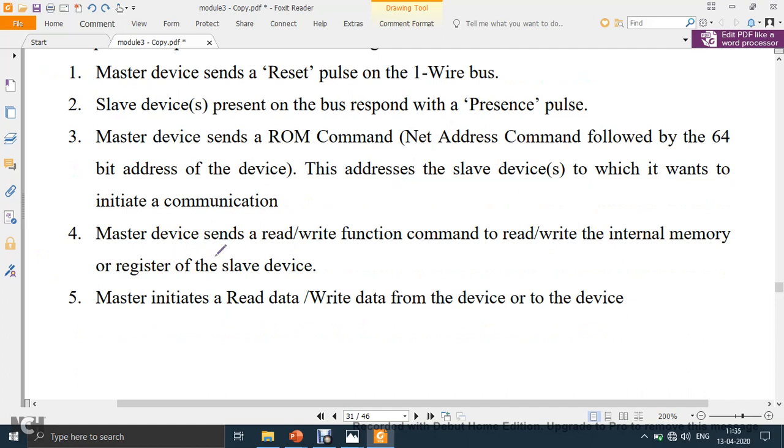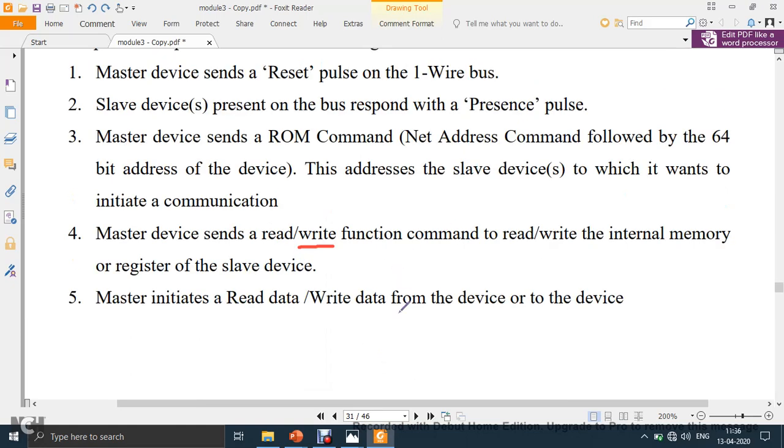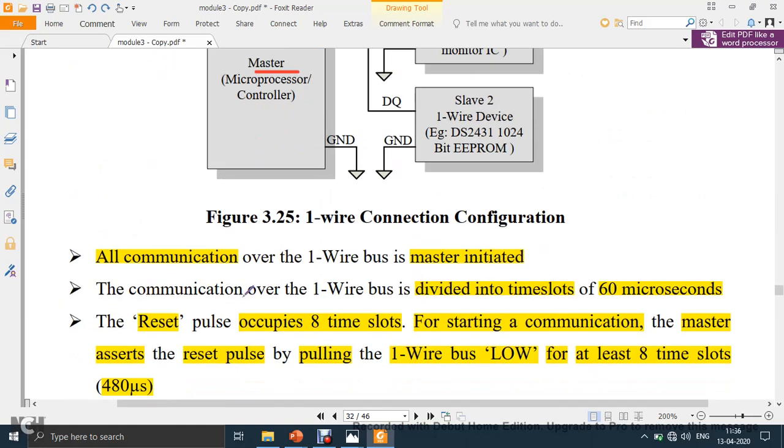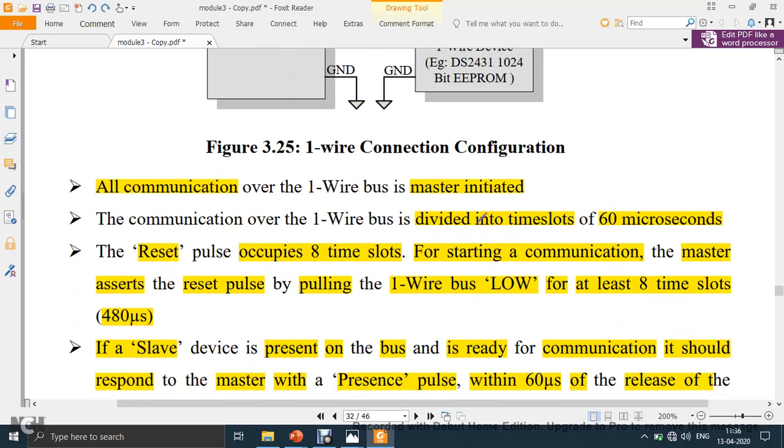Next, the master device sends a read or write command. Once it sends the address, it will tell the slave whether it is a read or write function. This is viewed from the perspective of the master. If the master wants to send data to the slave, it is write. And if the master wants to receive data from the slave, it is read. And then the communication starts. All communication over the one wire bus is master initiated. Again, the master has to initiate the communication.